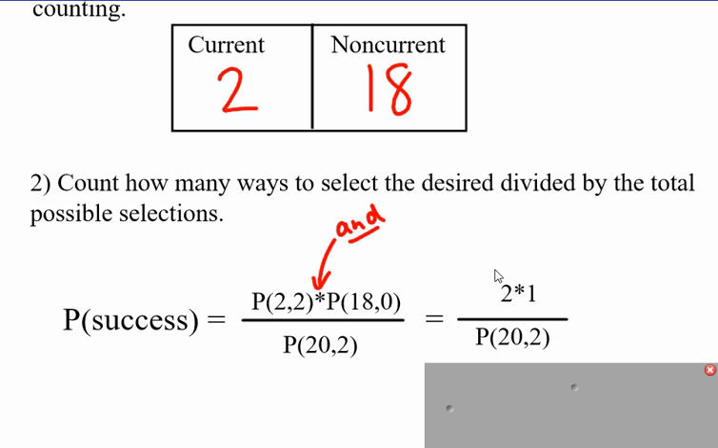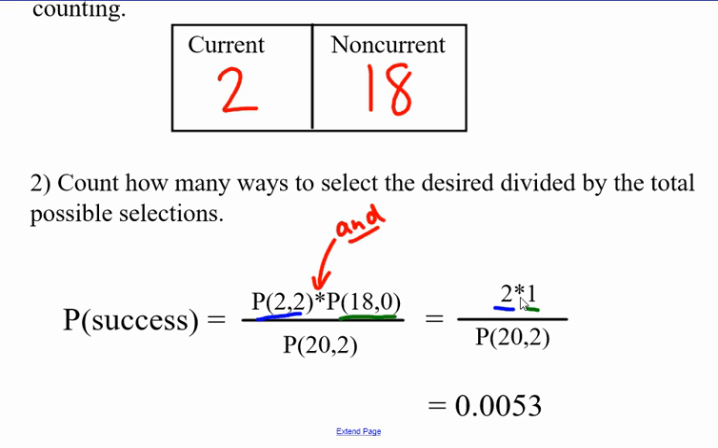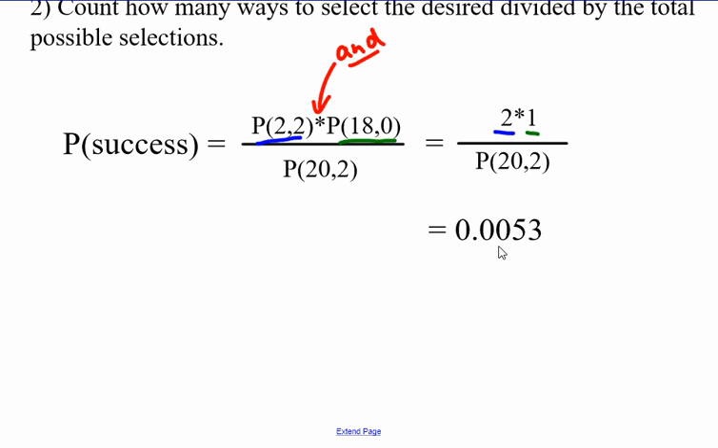Calculate each of those. 2 permute 2, this piece right here is 2. 18 permute 0 is just 1. There's only one way I can select 0 from the 18, which is I just don't select them. Divided by 20 permute 2, so 2 divided by that is going to be 0.0053. So I end up with highly unlikely, that's about 0.5% likelihood that if the 2 current members currently hold it, what's the likelihood they get reelected? If all people are equally likely to get elected, very unlikely.